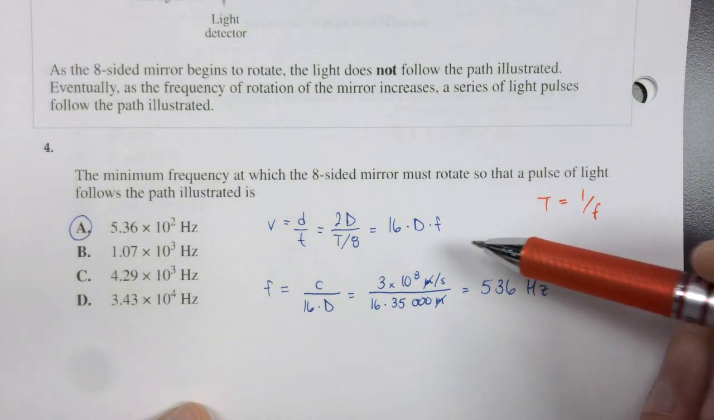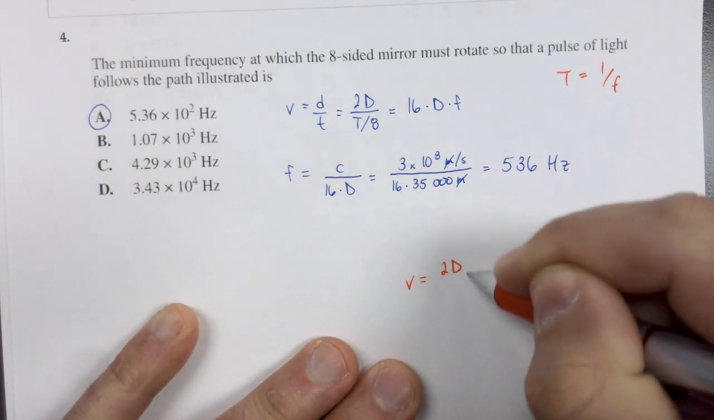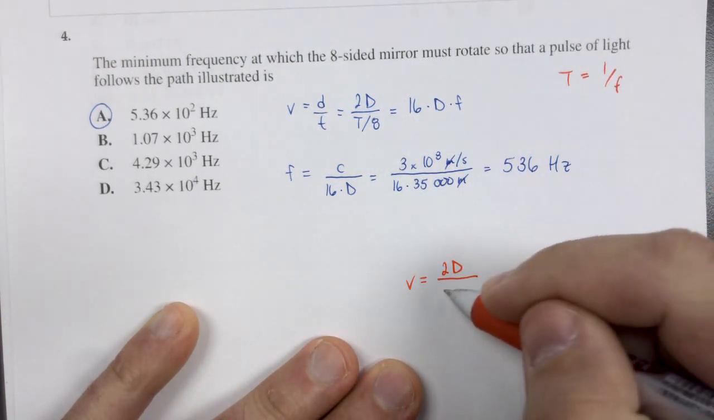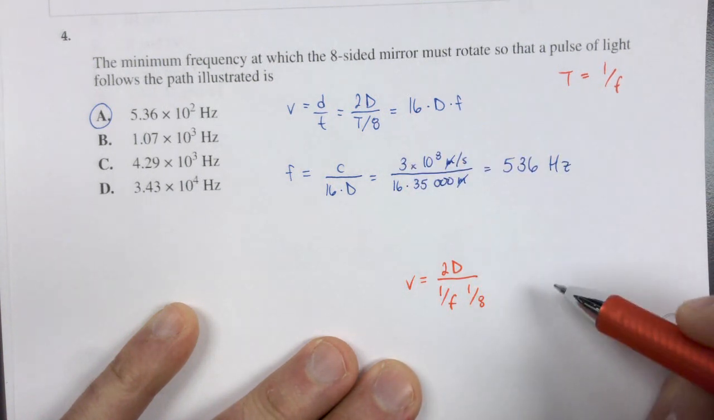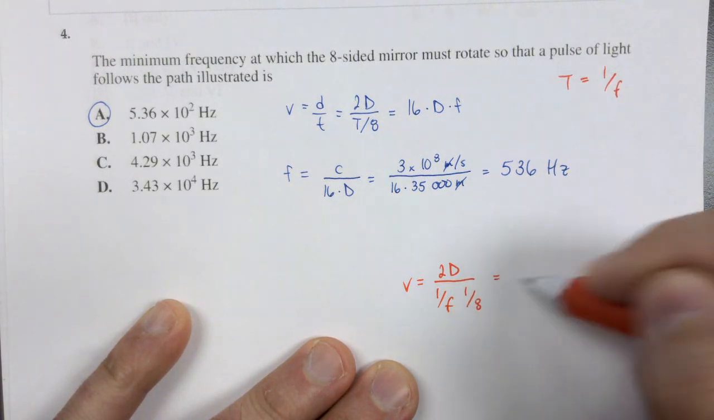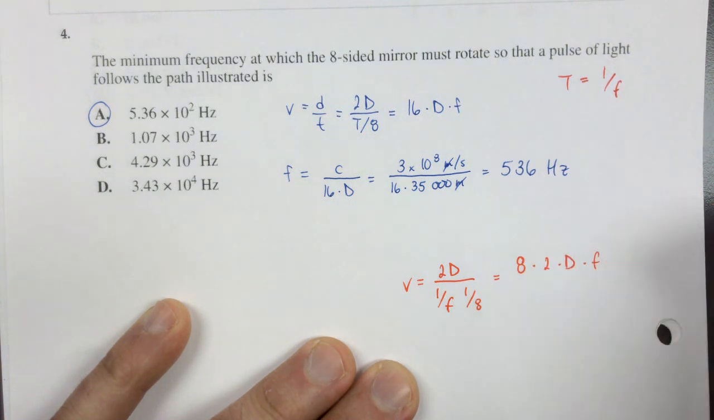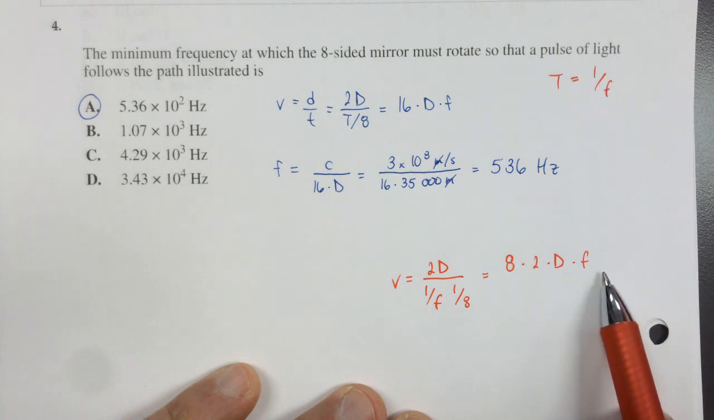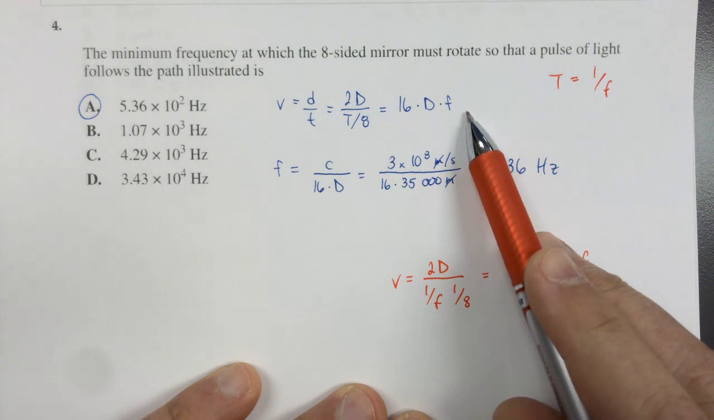Now in terms of the algebra, if I replace that, I'll just do it down here. v equals 2d. Instead of the period, I can put in 1 over f. I've got 1 over 8 already. And then we should know that if I've got a fraction on the bottom, that denominator can actually be presented on top. So really this becomes 8 times 2 times d times f. Or in other words, 16 times the distance times the frequency.